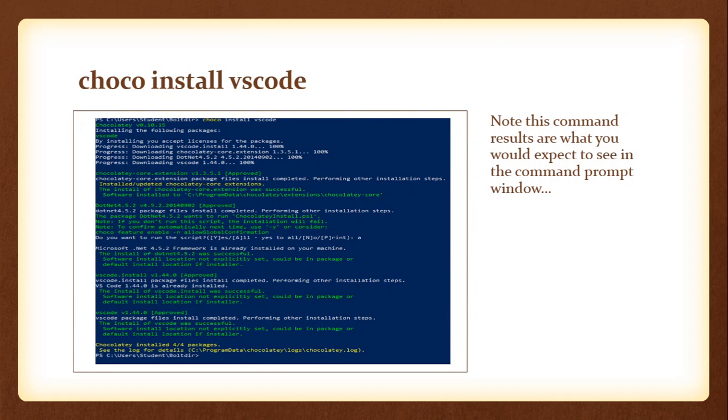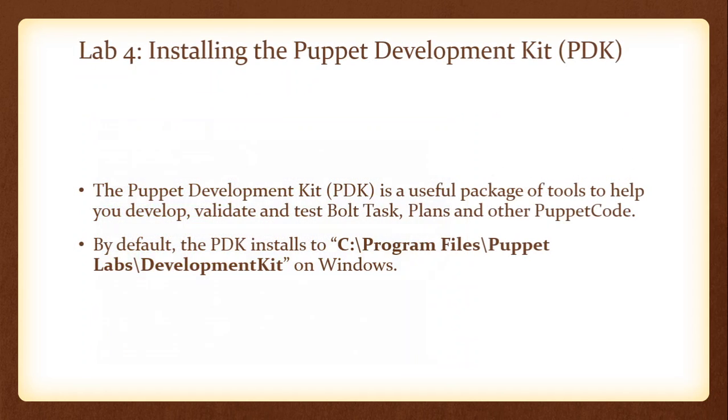So here we have gone in and we've done user student bolt directory choco install vscode. You're seeing an example here of all of the things that it brings down and installs, and it's installed 4 of 4 packages. And this is what you would see in a command prompt or in the PowerShell to install this. Okay. Now we're going to move along.